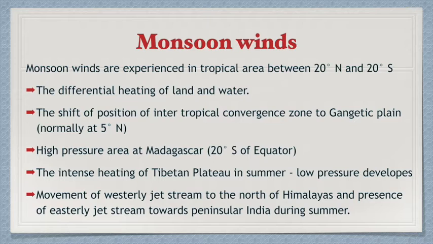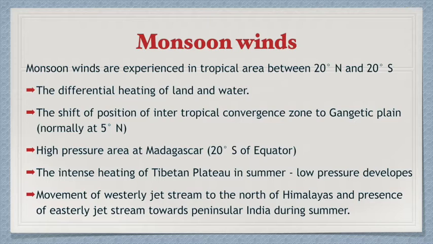Madagascar is located in the southern part of Indian Ocean. When high pressure develops in that region, wind from that high pressure area blows towards India. It brings rainfall. Then intense heating of the Tibetan plateau in summer. When Tibetan plateau is subjected to intense heating, low pressure develops.